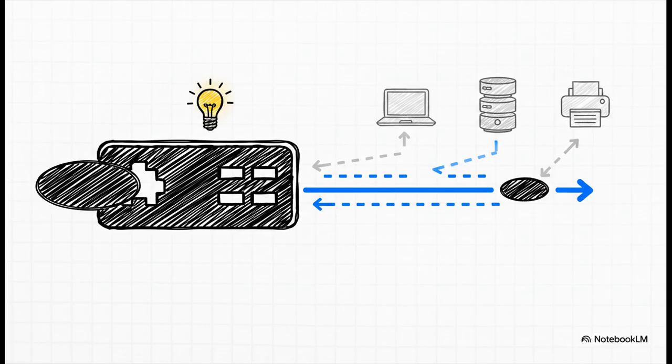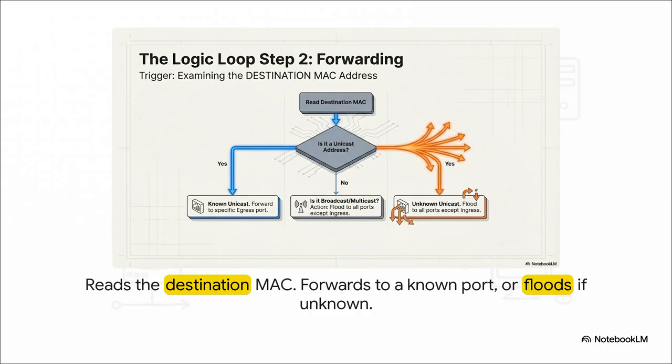Now it can act. Its second question is the active one. Okay, I got it. Now where does this thing need to go? This is the forwarding decision. And you can see that logic right here. It's super efficient. The switch reads the destination MAC address and checks its CAM table.